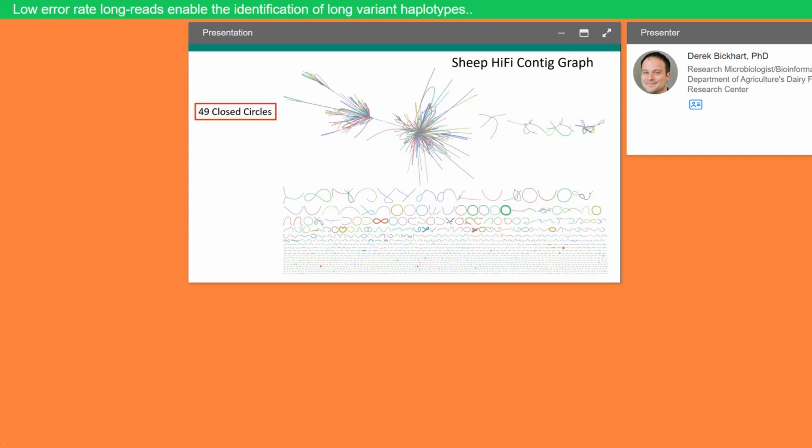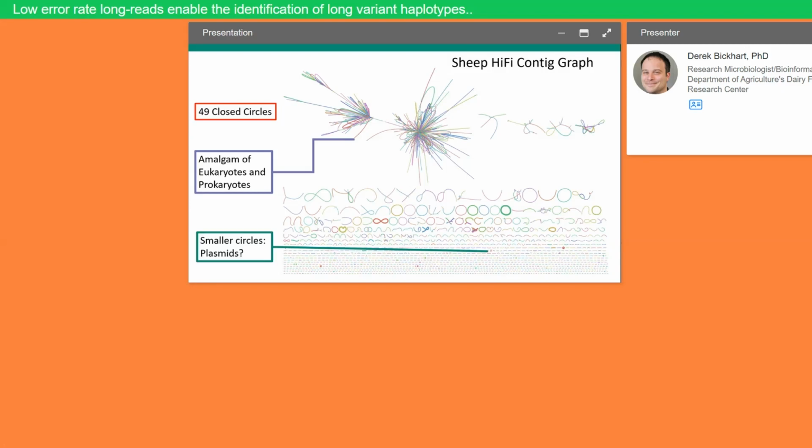We identified 49 closed circular contigs just from the initial assembly, and this was without any additional work or analysis to generate them. You can see the larger hairball in the middle of the graph, and this turned out to be an amalgamation of both eukaryotic genomes, which we didn't characterize in depth, and also prokaryotic sequence. But you may also notice that there are smaller circles in this graph, and these represent what I believe were found to be satellite DNA, such as plasmids.